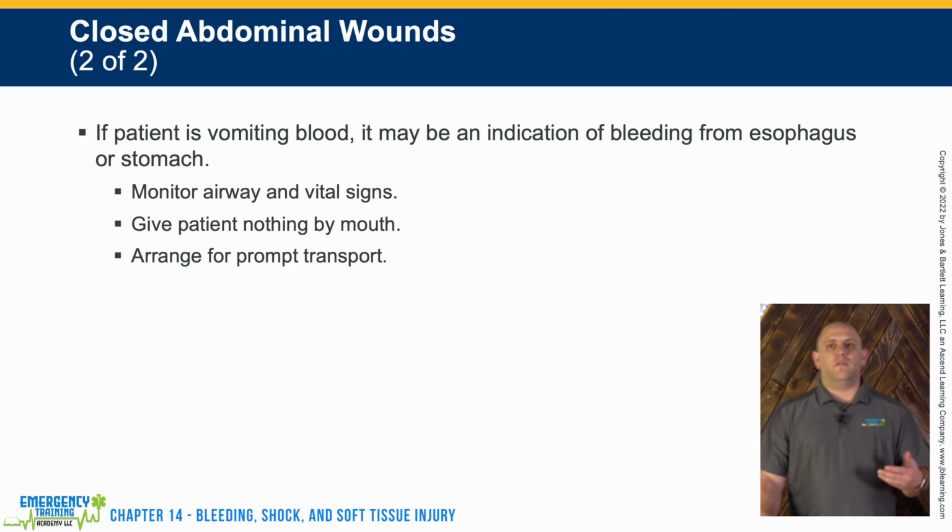If these patients are vomiting, pay attention to if they're vomiting blood. If it is bright red blood that they are vomiting, it could indicate that there is bleeding from the esophagus as well, or the stomach. So then we need to monitor and make sure that we don't have any airway problems, continually monitoring our airway and vital signs. And as with all of our patients, we don't want to give them anything by mouth, as it may make that vomiting even worse.